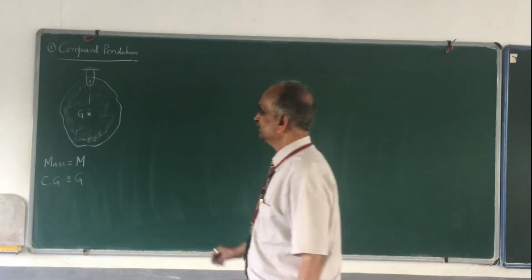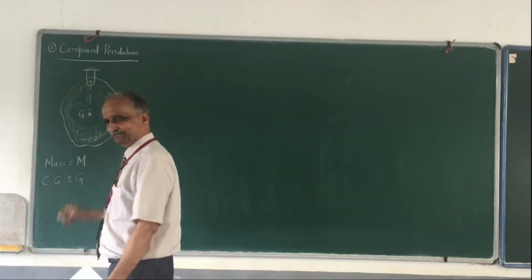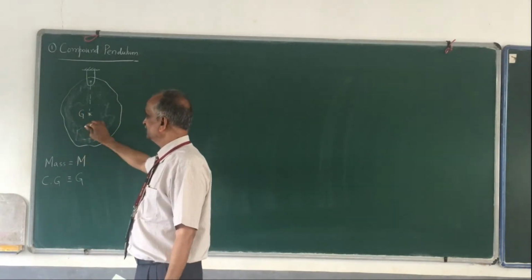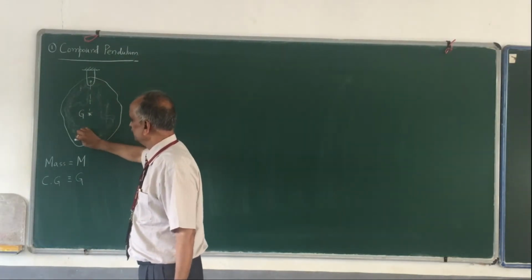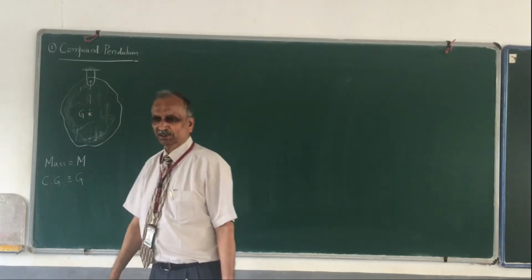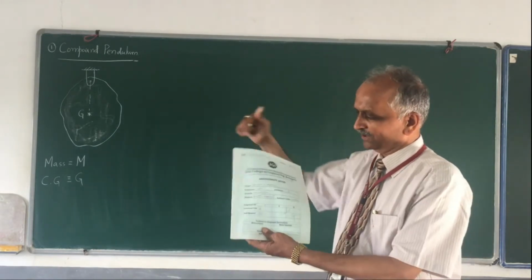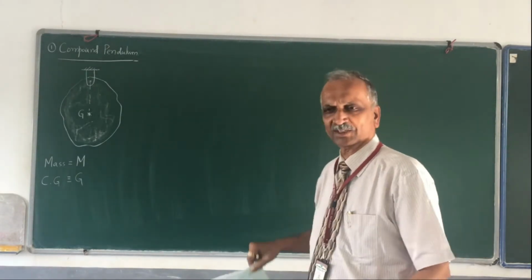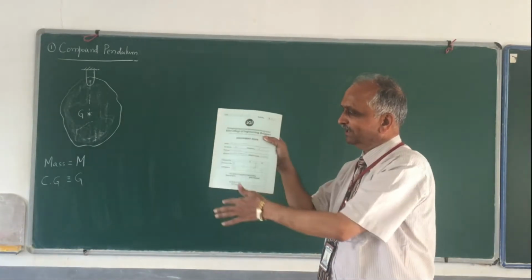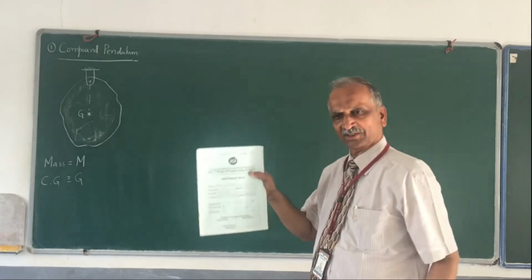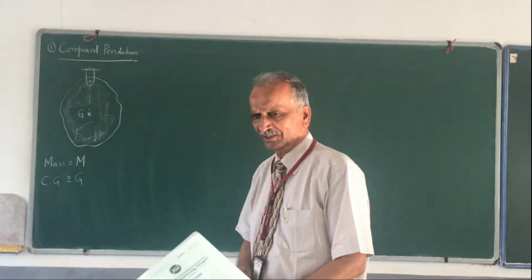pendulum. So imagine this is an irregular shaped body and its mass is M and its center of gravity is G. So how do you find out the center of gravity? A very simple way. Imagine that this is an irregular body, though it is a rectangle shape. I can easily find out the center of gravity. Knowing a regular shape, it is a rectangle, join the diagonal, and the intersection is the center of gravity. So imagine that this is irregular.